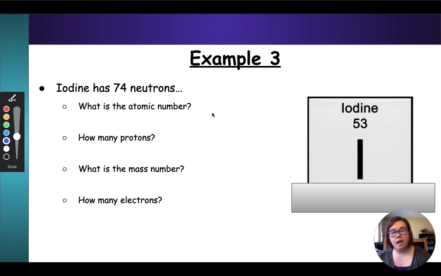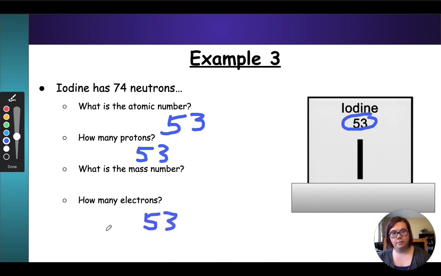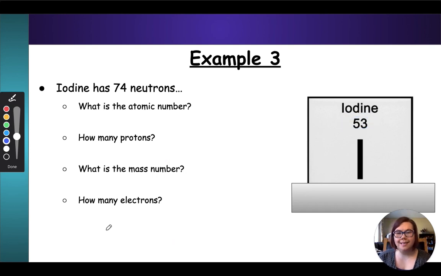So again, for the atomic number, it's just that lovely number right up top. I have 53 for my atomic number, meaning I have 53 protons, and I have 53 electrons. Okay, that's the easy part. Now, in this case, I'm telling you how many neutrons, and I'm asking for that mass number. You'll notice that I covered it up on our periodic table square. So if you remember that mass number is protons plus neutrons, and you know the number of protons and the number of neutrons, you should be able to figure out that mass number.